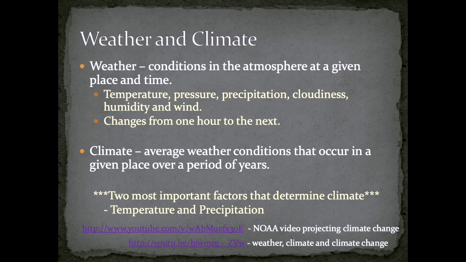So to keep things really clear, weather and climate, the conditions in the atmosphere at a given place and time: temperature, pressure, precipitation, how much clouds are in the sky, what is the relative humidity, wind, wind speed, wind direction. When we come to climate, that is a whole nother story. This is long-term averages, averaged out well over time, looking at patterns that exist. Remember, it is the long-term weather patterns that determine climate. Again, the two biggest factors, temperature and precipitation.